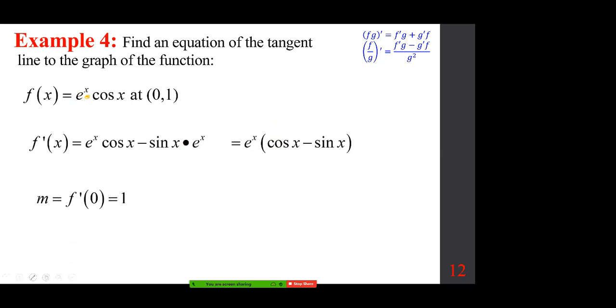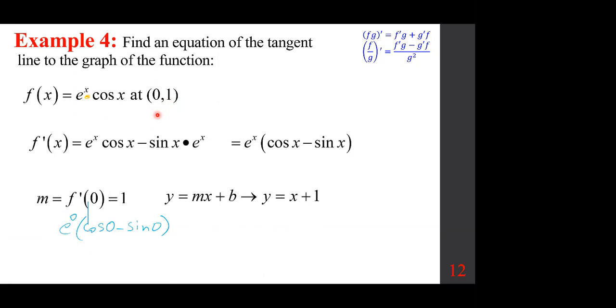Let me just quickly show you. So f prime of 0 becomes e to the power of 0 times cosine 0 minus sine 0. e to the power of 0 is 1, cosine 0 is 1, sine 0 is 0, so the answer is 1. Now y equals mx plus b will do the job because this is the y-intercept. y equals mx plus b will do the job. All right.